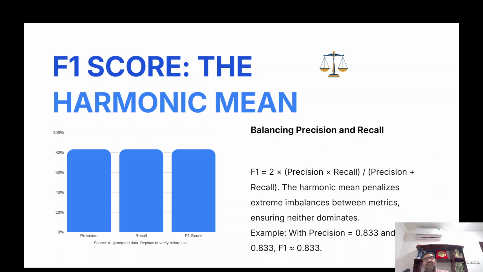And then the F1 score, the harmonic mean, balancing precision and recall. F1 is equivalent to 2 into precision into recall divided by precision plus recall. So in the cases where we have seen that precision and recall are the same, you will see that the F1 score is almost similar as well. You'll be getting similar values for the F1 score as well.